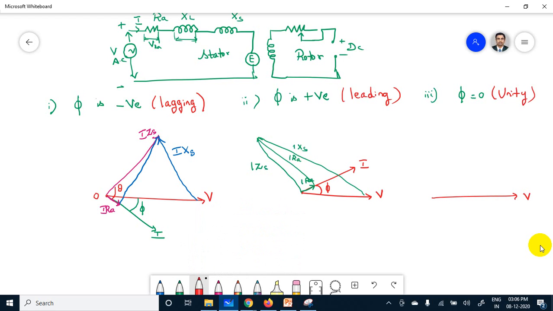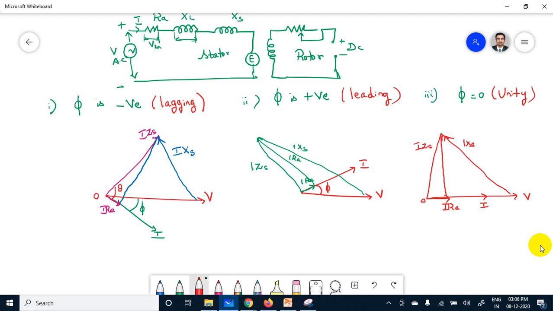V, the point will be I into RA. The current is also being in the same line. Okay, so from I into RA you have to draw a straight line, and join this to the origin. This line will be I into ZS. This line will be I into XS.